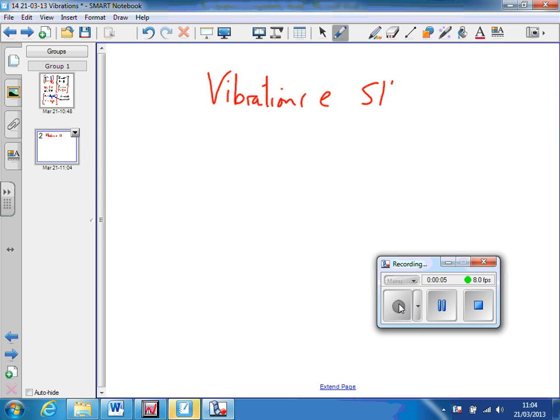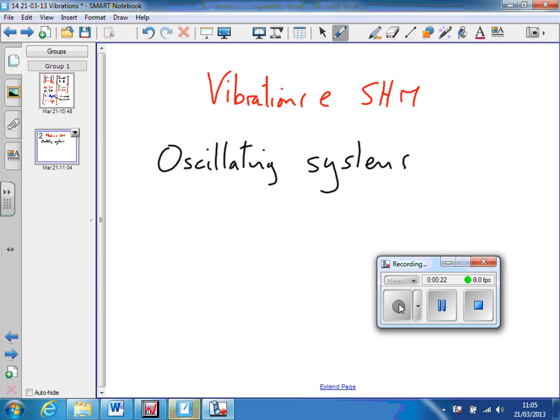And simple harmonic motion is what this is about. Oscillating systems. SHM is a common abbreviation for simple harmonic motion.